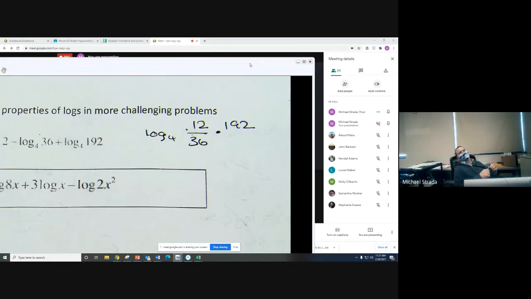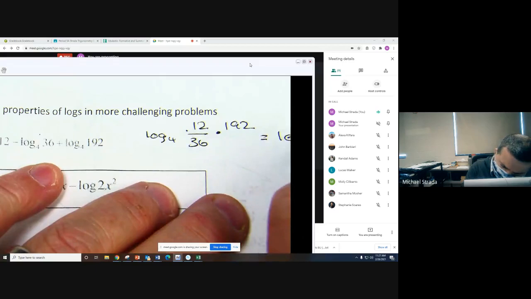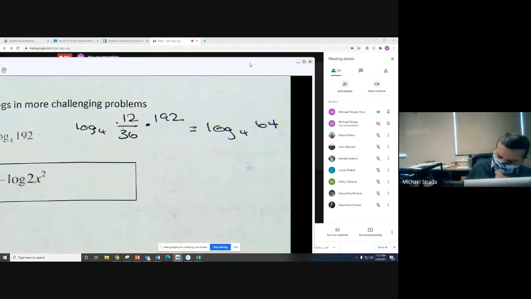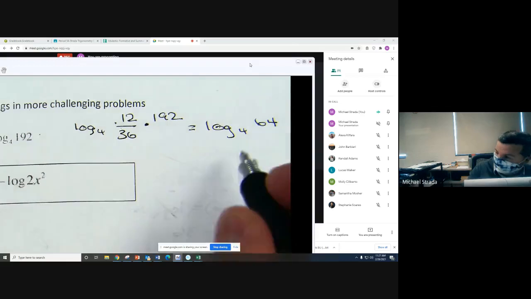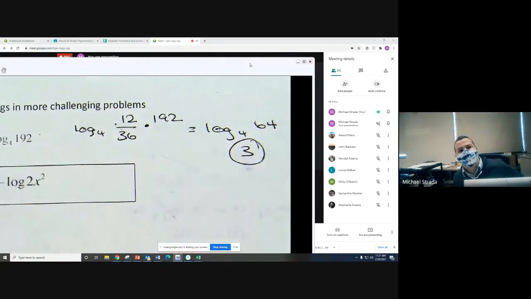All right. Now we can do what Sophia was talking about, which is what? Cross canceling. In other words, 12 over 36 reduces down to what? 1/3. So then we would do 1/3 of 192, which is 64. So that becomes the log 4 of 64. All right. And then the log 4 of 64, 4 to the third gives you 64. So the final numerical answer would be.